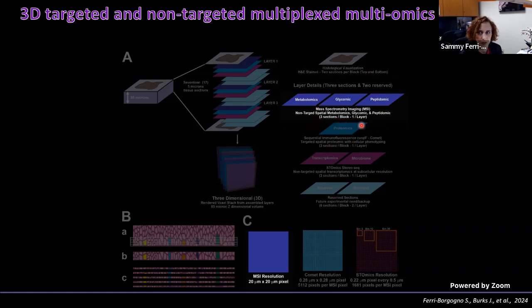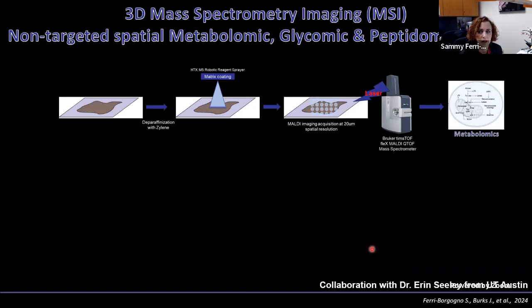So we just talked about the targeted approach that we utilized. Let's go to the mass spectrometry imaging, which was our top layer. In this technology, we collaborated with Dr. Eileen Seeley from UT Austin to develop this pipeline that is quite unique. From the tissue section, basically, it's initially deparaffinized with xylene and then is coated with a particular type of matrix. And then multi-imaging acquisition at 20 microns resolution was performed utilizing a Bruker timsTOF mass spectrometer. And then the first data collected were metabolites.